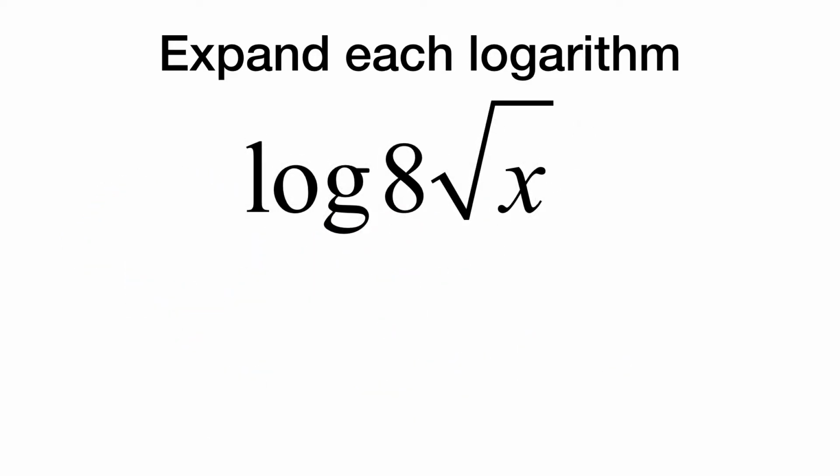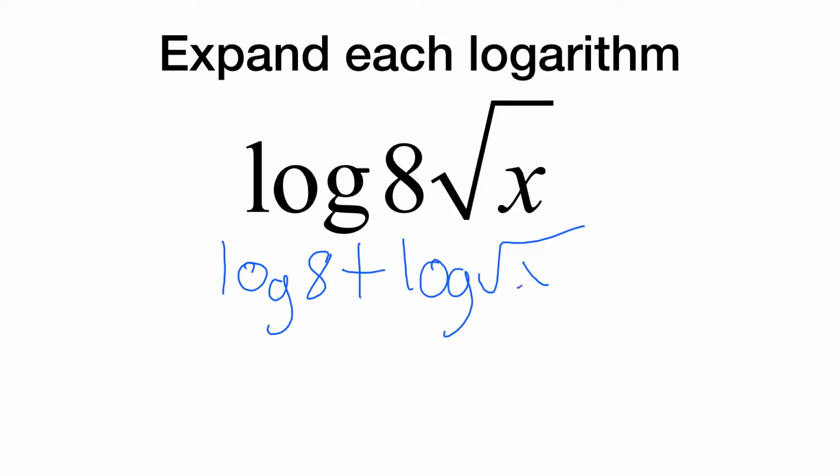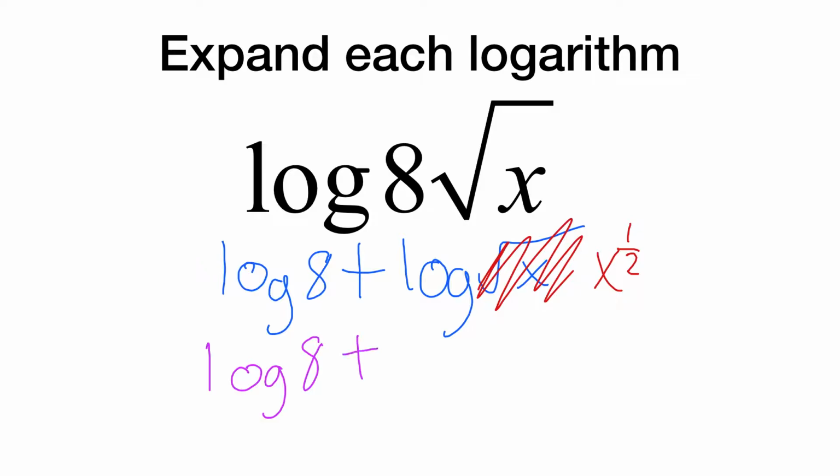Now we're going to try this. Log of 8 times the square root of x. So these are still being multiplied, and so that's what we're going to do first. Log of 8 plus the log of the square root of x. Now, square root of x we're actually going to rewrite as x to the 1/2. Because then I can rewrite my final answer as log of 8 plus 1/2 log of x.